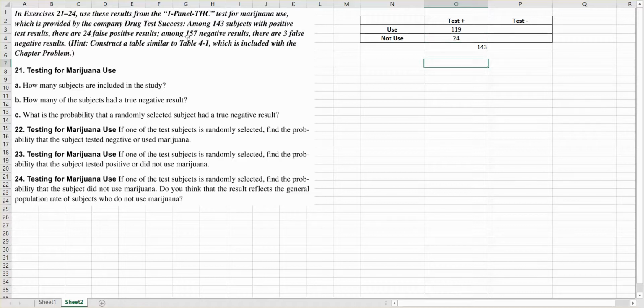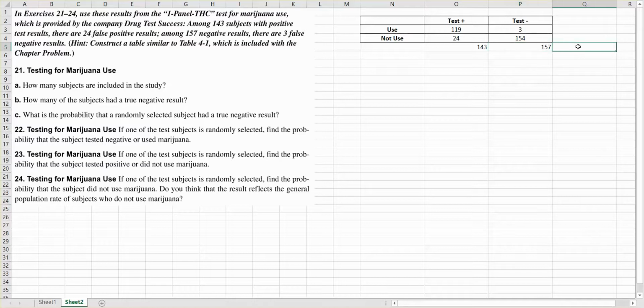The next part that they tell us is that there's 157 negative results, of which there are 3 false negatives. A false negative is when you actually do use drugs, but you test negative. So there's 3 there. And again, your true negatives are the people that don't use and tested negative, and that must be all the remaining people. So if we took the 157 and subtracted the 3 false negatives, then that gives us our remaining true negatives.